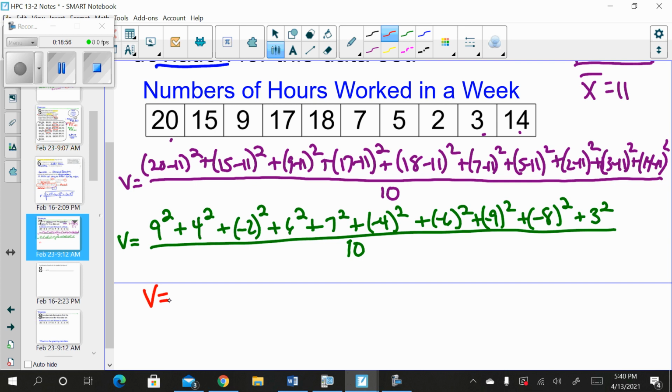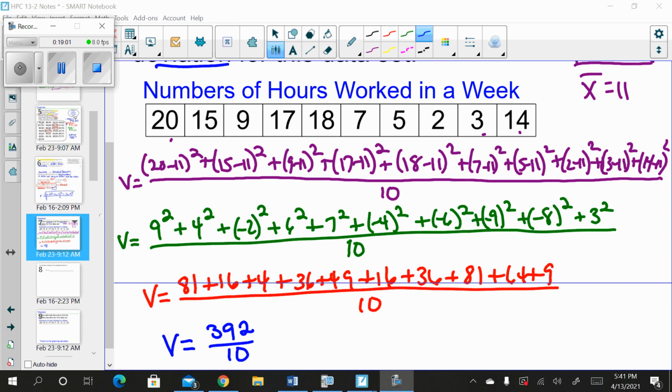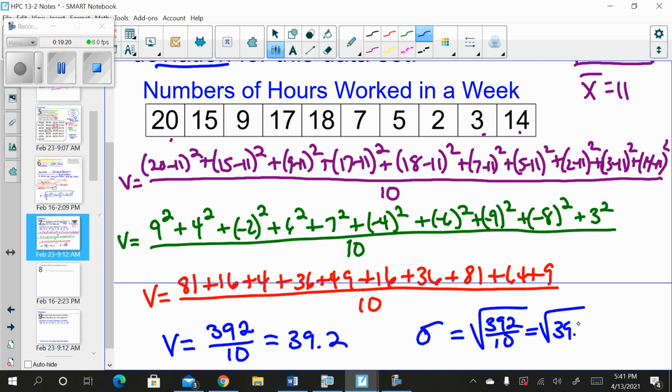All of this is calculation you can obviously be doing on your calculator. So I squared each of them and totaled them all up. My variance is going to be 392 divided by 10, so that would be 39.2. Now my sigma, my standard deviation, is the square root of that 39.2, which is approximately 6.3. So for this particular data set, the data values differ from the mean on average by about 6.3.